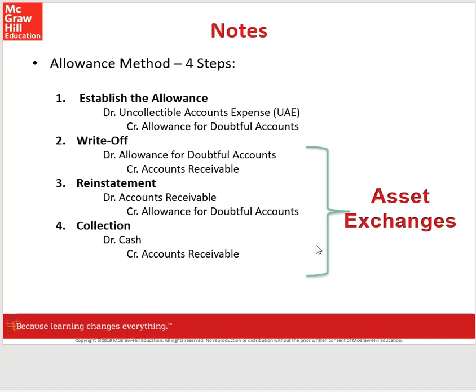We're just pushing numbers around on the asset side of the equation, and hopefully getting to this point of collecting some cash down here. But in terms of impact on the financial statements, 2, 3, and 4 are all asset exchanges. So the only one that impacts our income statement or really changes our accounting equation at all in terms of its net effect is step 1, where we establish the allowance.